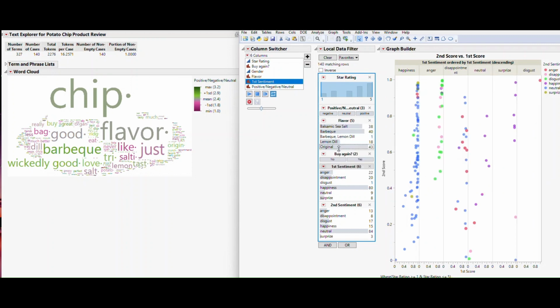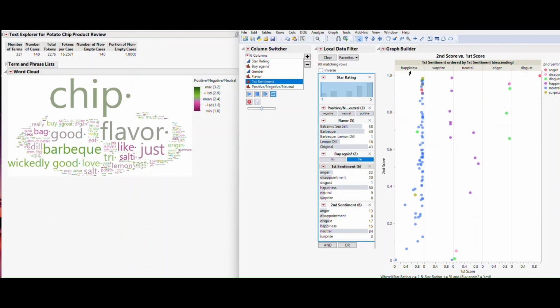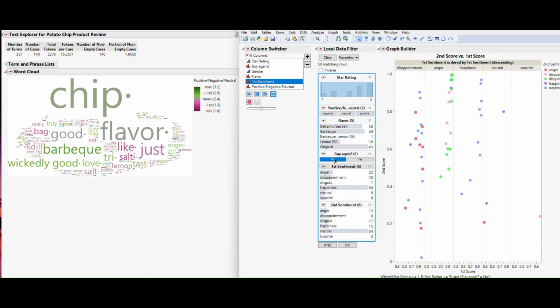And now we come to the all-important question, would they buy again? The ones who said yes had an overwhelming feeling of happiness, with some surprise. And others. Those who said no. Disappointment and anger predominantly. But even a few who had kind words ended up saying no, about 6%.